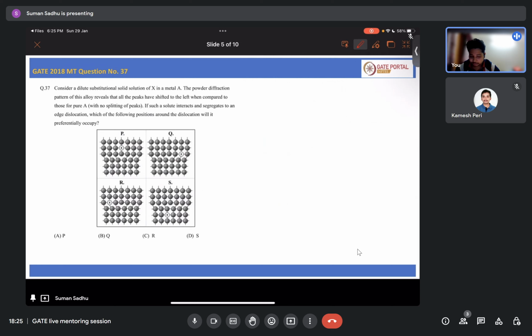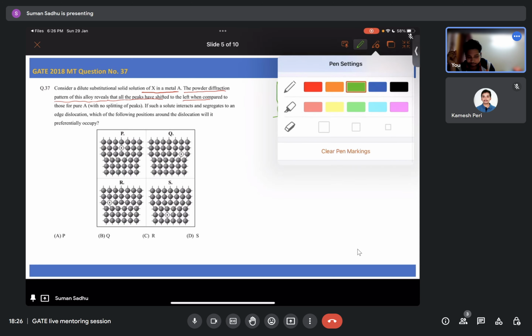The question is: consider a dilute substitutional solid solution of X in a metal A. That means in a metal A, you are adding some atoms of X. The powder diffraction pattern of this alloy reveals that all the peaks have shifted to the left when compared to those of pure A. So first, you have measured one XRD pattern for pure A. Let's say the peak was like this. I'm just writing randomly.